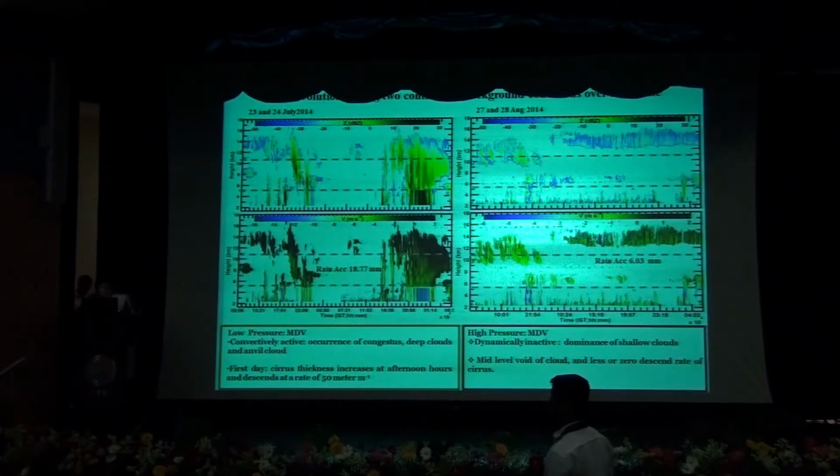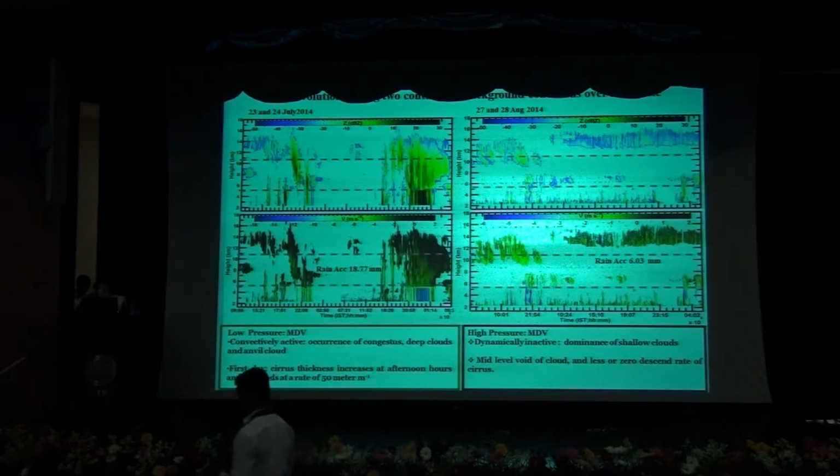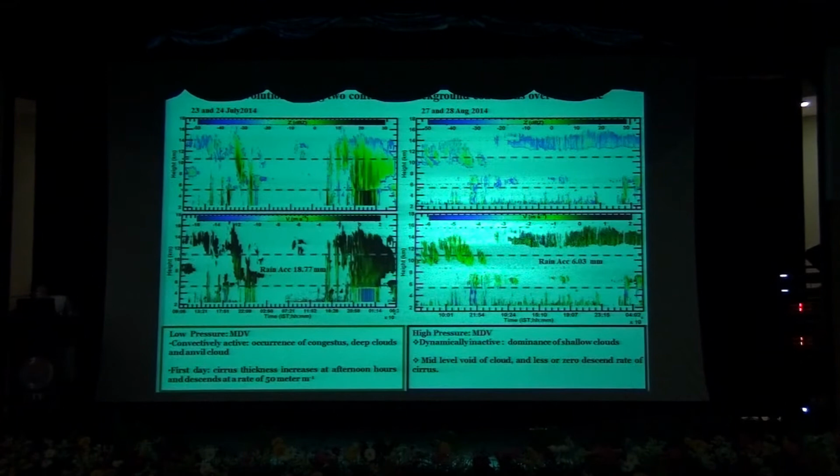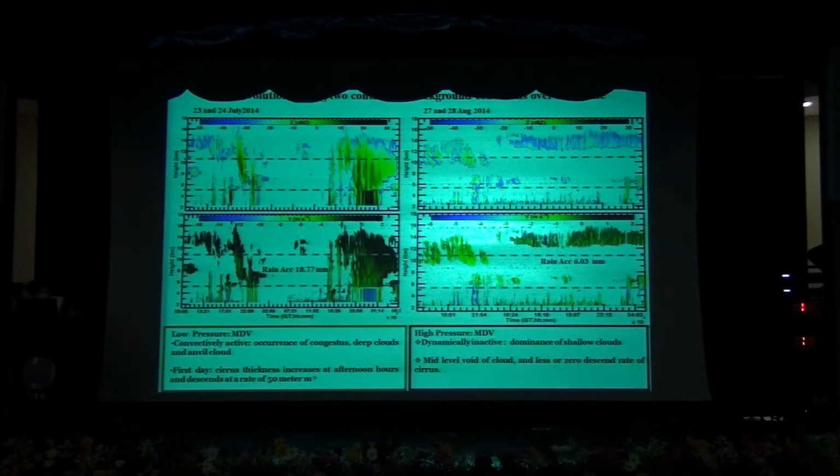These slides show the evolution of two cases of cloud vertical structure, but their background conditions are different. You can see not only the background condition, but also the cloud vertical structure having some contrast. The first panel is for reflectivity and the lower panel is for velocity. In the first example, when there was a low pressure system over Mangesh, there was a presence of congestus cloud and deep convective cloud which shot up about 12 km, and the anvil cloud forms. The reflectivity is high, more than 20, and the cirrus descending can be noted at a rate of 50 meters per minute, which means the ice fall process is very rigorous. All these points say that the day is very convectively active.